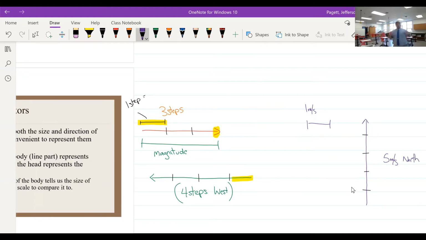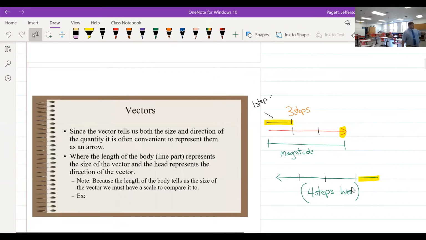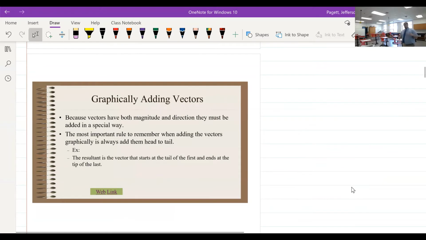Okay? So we have to have that scale in order to know what those vectors, what those arrows represent. Now, the important rule of thumb for adding vectors is you always have to add them head to tail. This is crucial. I'm going to highlight this. Head to tail is the key piece. And let me give you an example.